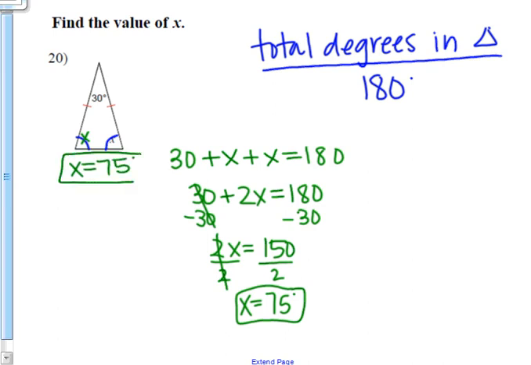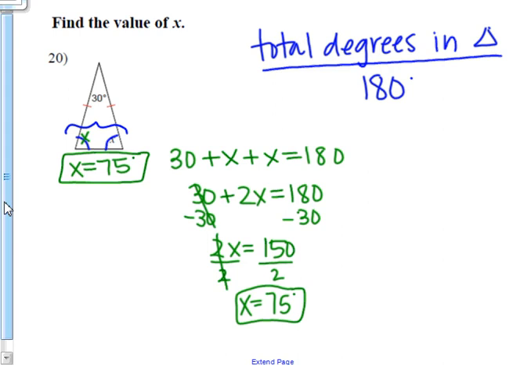Now, that was a little equation I set up. You don't have to do that every time. In your head, if you just want to think about it like this, well, if the total degrees of my triangle is 180, I know that 180 minus 30 has to be these two right here. So 180 minus 30 gives me 150. So those two added together has to be 150. And if I know they're the same measure, I can just divide that number by 2 to get my x value.